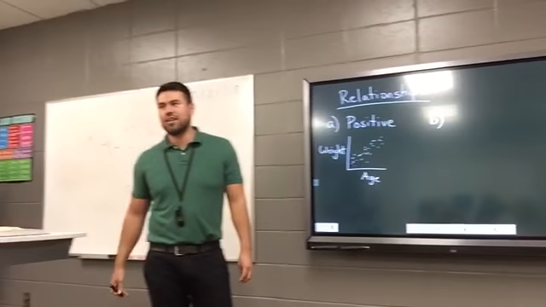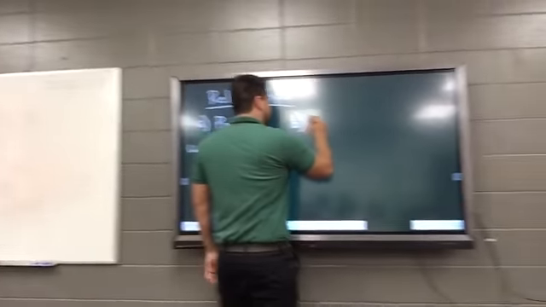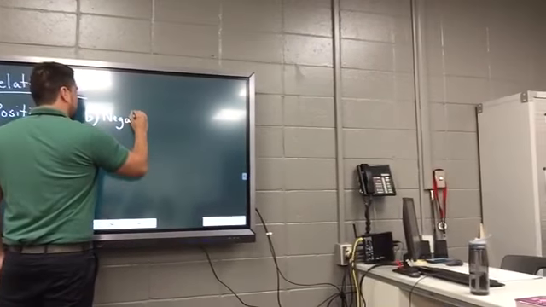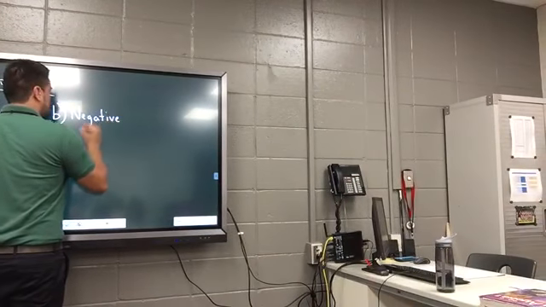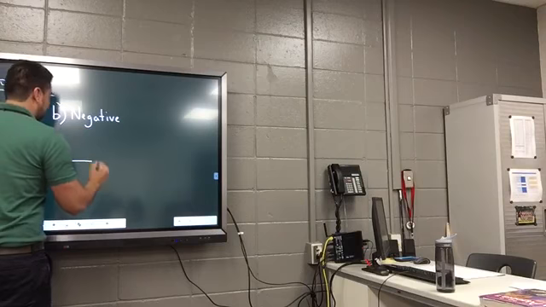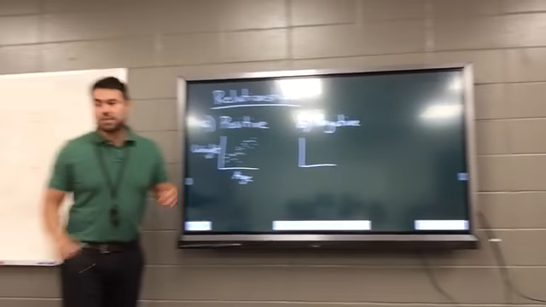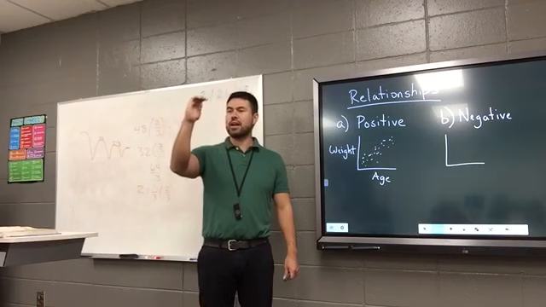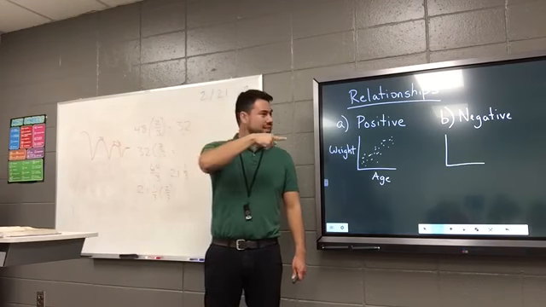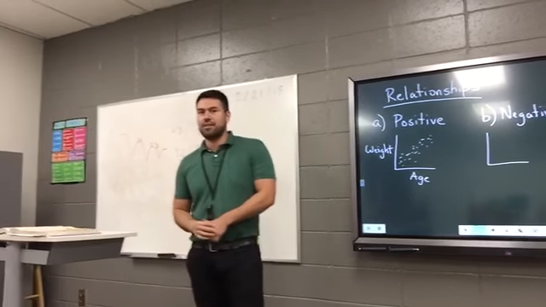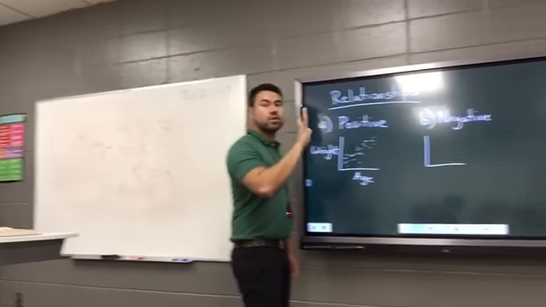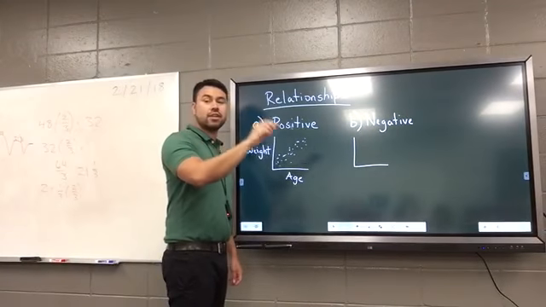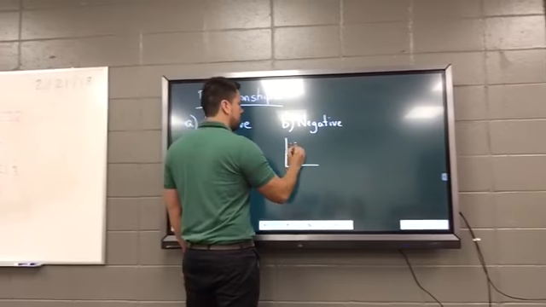What do you think it is? Negative. And you could give me another scatter plot. Now, on the positive side, the more you go up on the x-axis, the more you go up on the y-axis. So what do you think the negative version is? As you go more to the right, what happens to those points? They tend to go down.